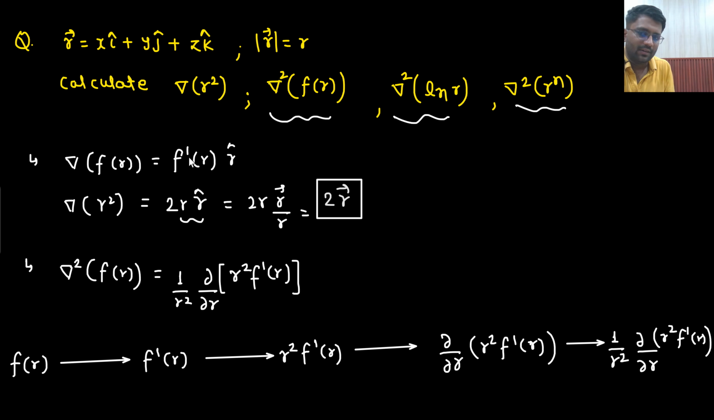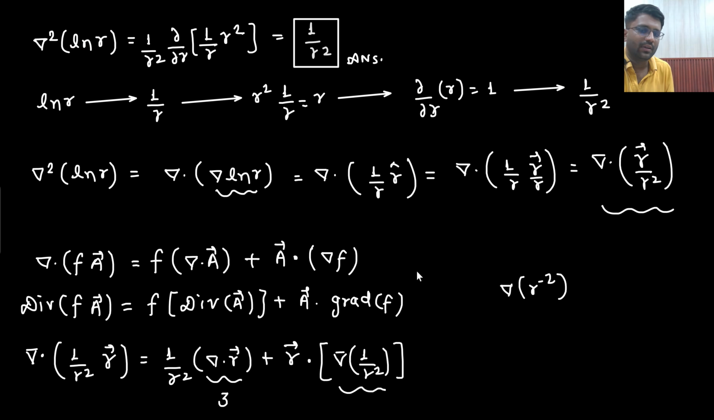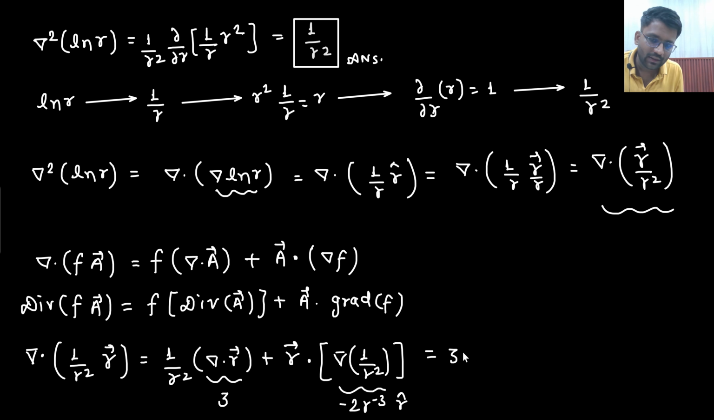What will be the gradient of r to the power minus 2? Gradient of f of r. Differentiate, keep r vector. So what answer you will be getting here? You will be getting minus 2 r to the power minus 3 r cap. So when you solve it completely, what you are getting? 3 r to the power minus 2 minus 2 r to the power minus 3 r cap.